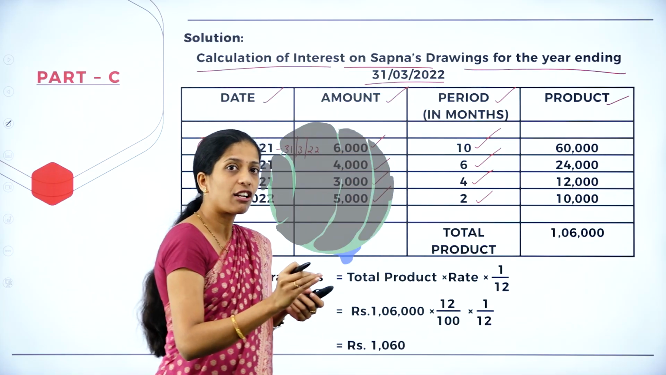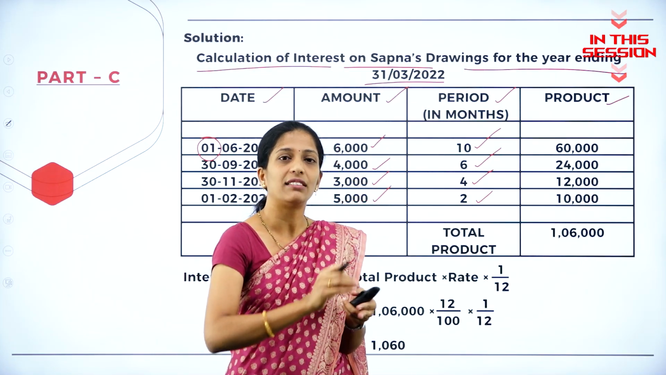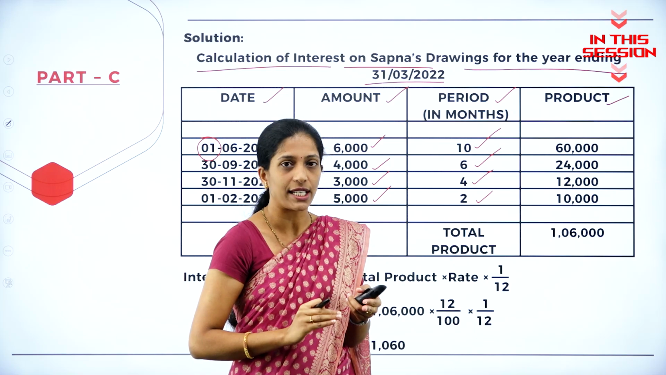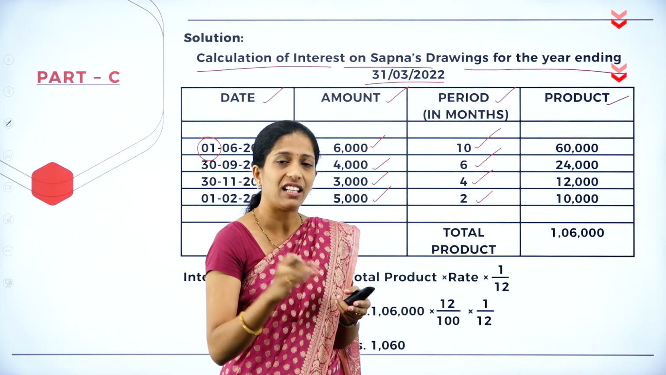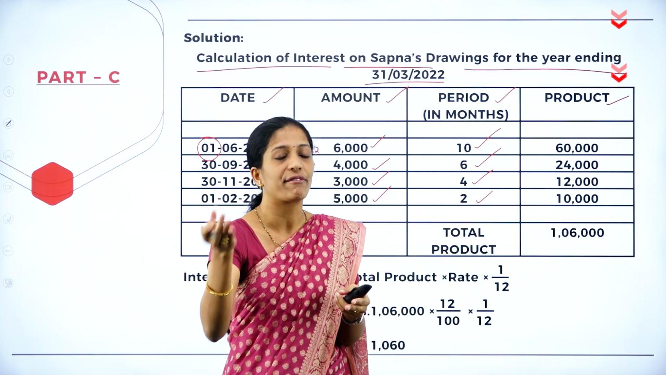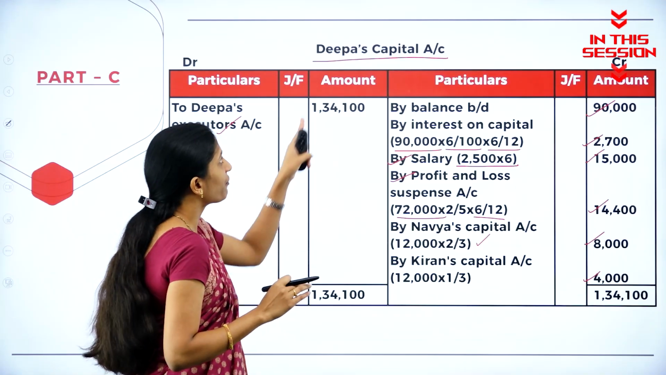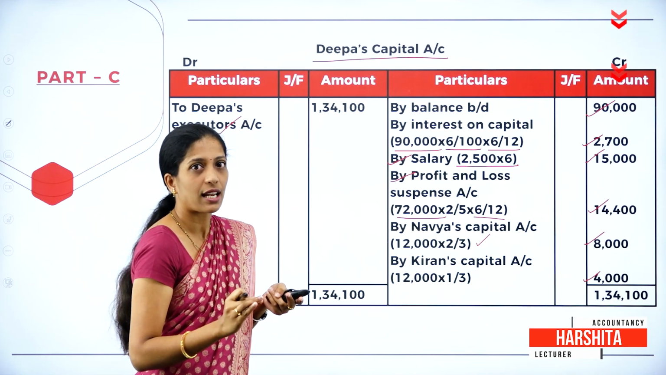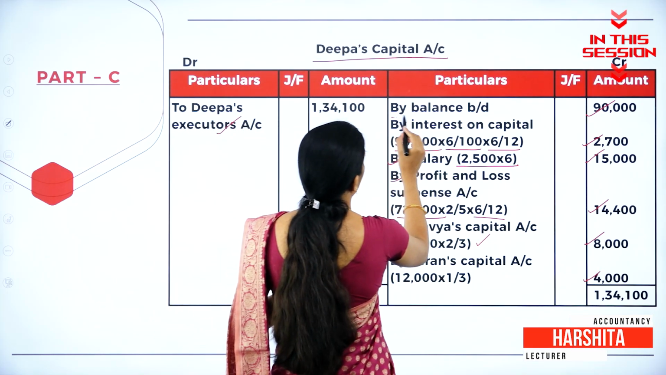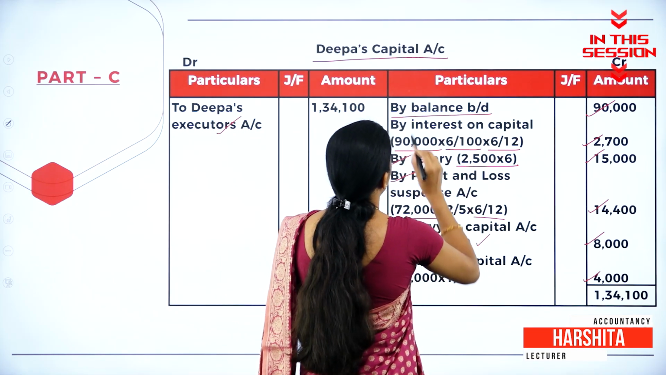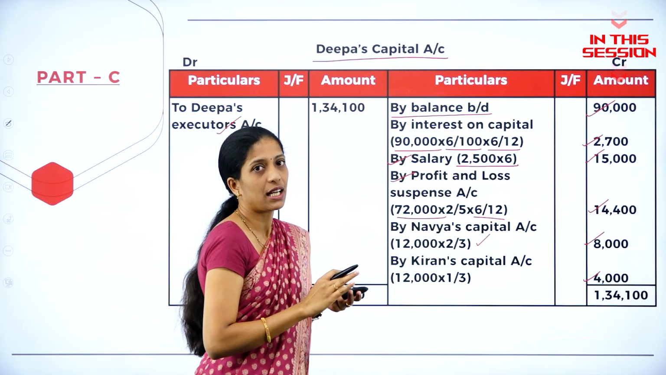If they have given beginning of the month, consider that month and count till the end of the financial year. If they have given end of the month, leave that month and start counting from the next month till the end of the financial year. Suppose if you are preparing Deepa's executor's account, then here instead of by balance brought down, you will write it as by Deepa's capital account.